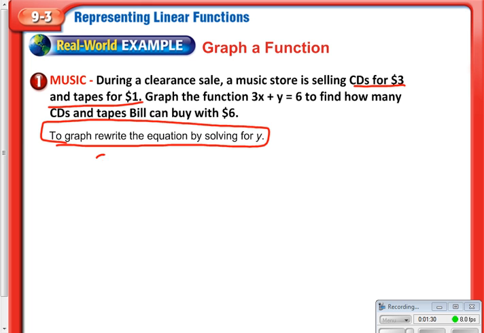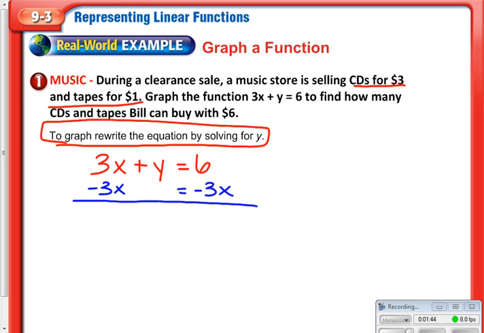So it's kind of like what we had with literal equations. We need to solve for y. In order to solve for y, you need to get y by itself. So to get y alone, we need to get rid of 3x. In order to get rid of a positive 3x, we subtract 3x from both sides. So the 3x's would cancel. We drop the y down. We get negative 3x plus 6.